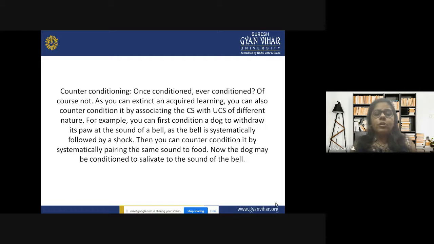For example, you can first condition a dog to withdraw its paw at the sound of a bell, as the bell is systematically followed by a shock. Means as the bell is ringing, he will receive a shock. Then you can counter condition it by systematically pairing the same sound to food. Now the dog may be conditioned to salivate to the sound of the bell.